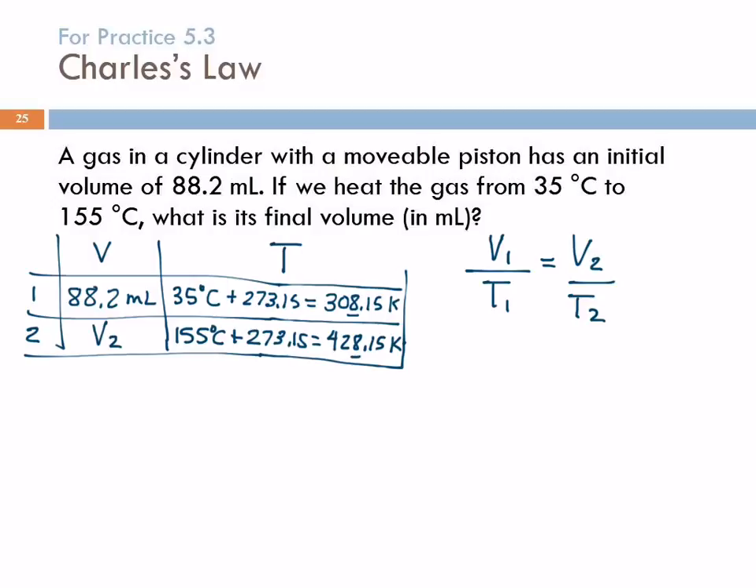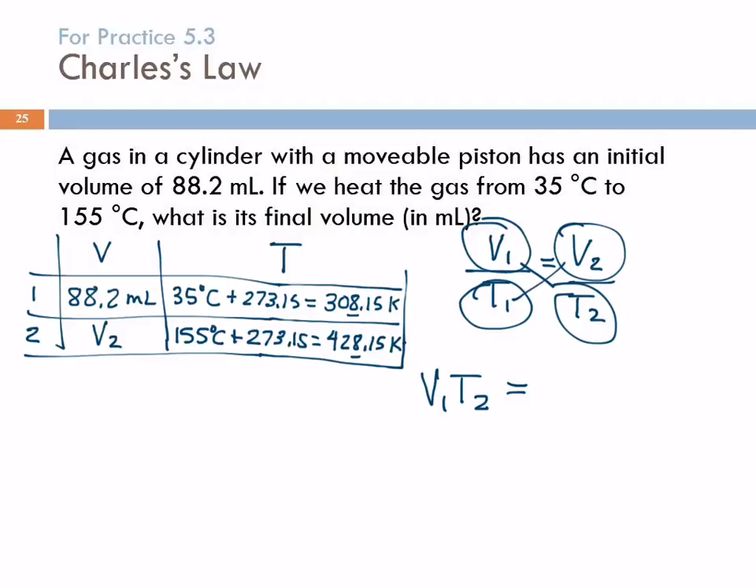So cross-multiplying, you take the top of one side times the bottom of the other. So V1 times T2 will equal the bottom of the first side times the top of the other side, T1 and V2. And if you write V before T or T before V, it doesn't matter. Just get your 1s and 2s straight. Got rid of the fractions.